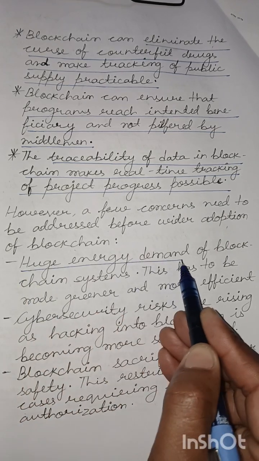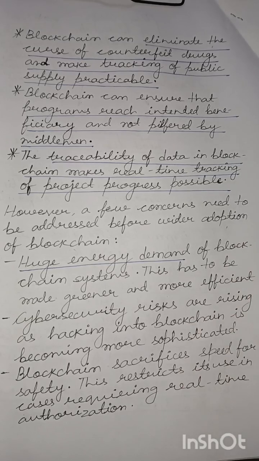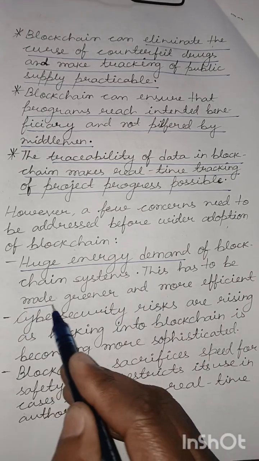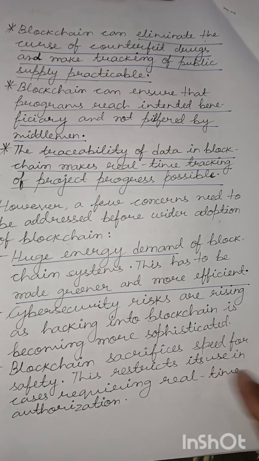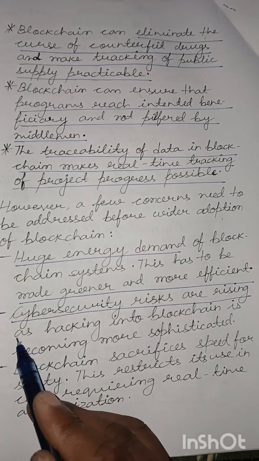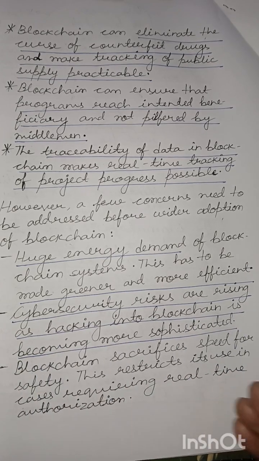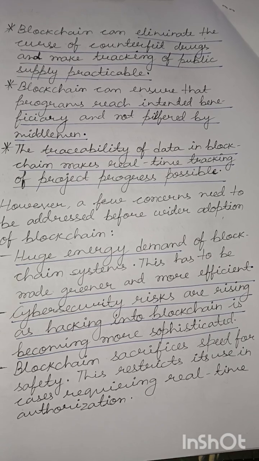First is huge energy demand. It still requires quite some power to use blockchain. This has to be made greener and more efficient, so that it would use much less power. Cybersecurity risks are rising as hacking into blockchain is becoming more sophisticated. Till now, there have been very few successful attempts at hacking into the blockchain network. But some hackers have tried hacking into blockchain technology, and it's feared that with time they would become much more sophisticated. So we cannot be complacent that blockchain is entirely safe from being broken into. It would be possible to break into the blockchain network, and if we do not take adequate steps for cybersecurity, our entire data would be compromised.